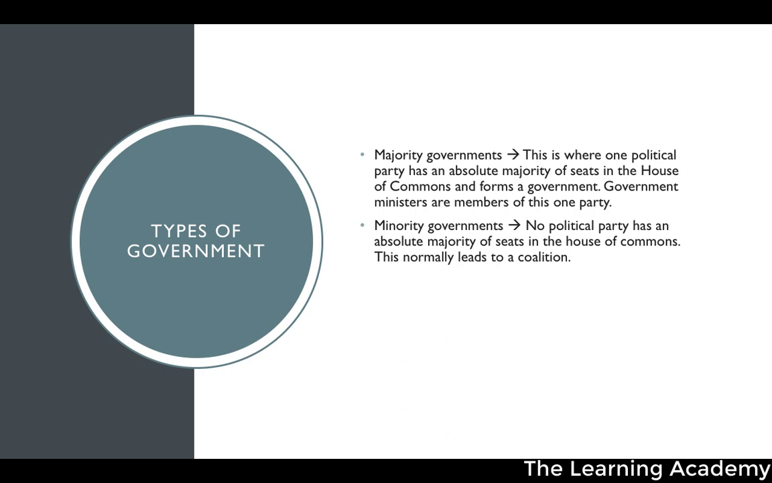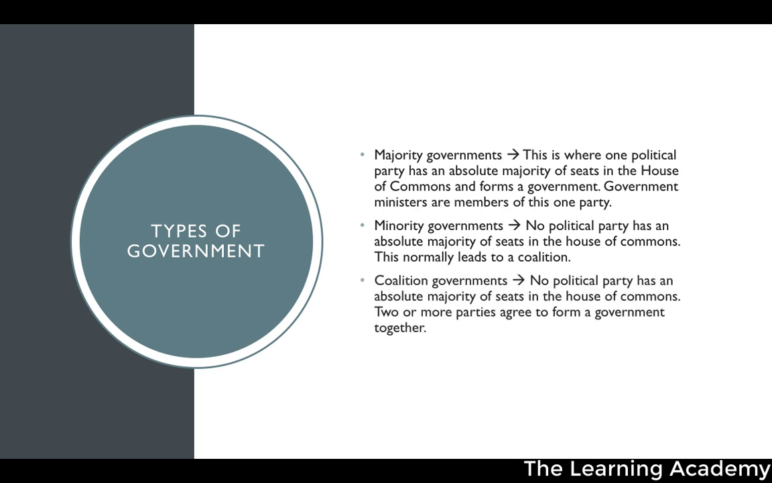There are minority governments, okay? This is where no political party has an absolute majority of seats in the House of Commons, and this normally leads to a coalition. So what's generally seen is if there is no majority in the House of Commons, the largest party tends to form a coalition with whoever they choose, okay, or they could run the government as a minority government. However, the problem with that is that they would not be able to get any legislation passed because it's the role of the opposition to scrutinise the government.